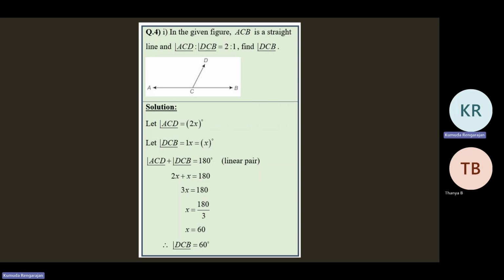X is 60. Who is x? X is angle DCB. So DCB is 60. And that's the question. Find DCB. So the measure of angle DCB is 60 degrees.